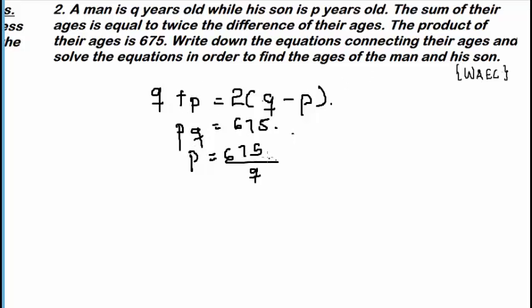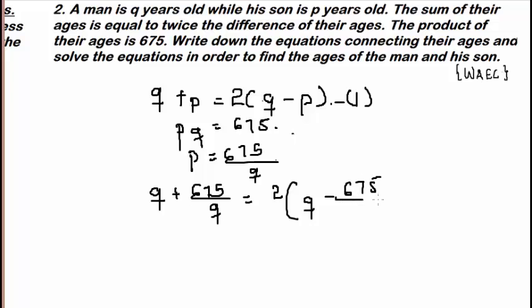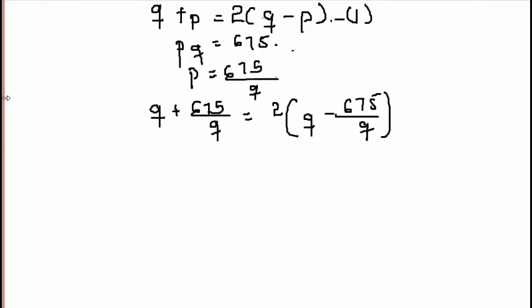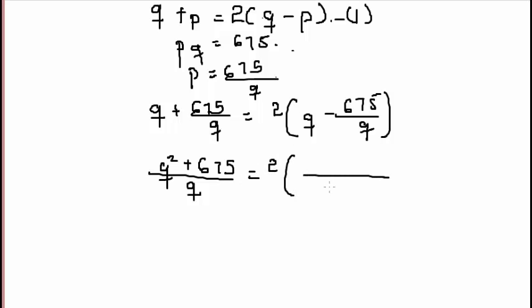Now, if P is equal to 675 over Q, I can come back to equation 1 here and substitute the value of P. So this becomes Q plus 675 over Q is equal to 2 into bracket Q minus 675 over Q. We don't like seeing things with denominators, so let's find the LCM to make it simpler. I have the LCM here to be Q. This gives me Q squared plus 675 is equal to 2 into bracket. The LCM here is Q also. I have Q squared minus 675.